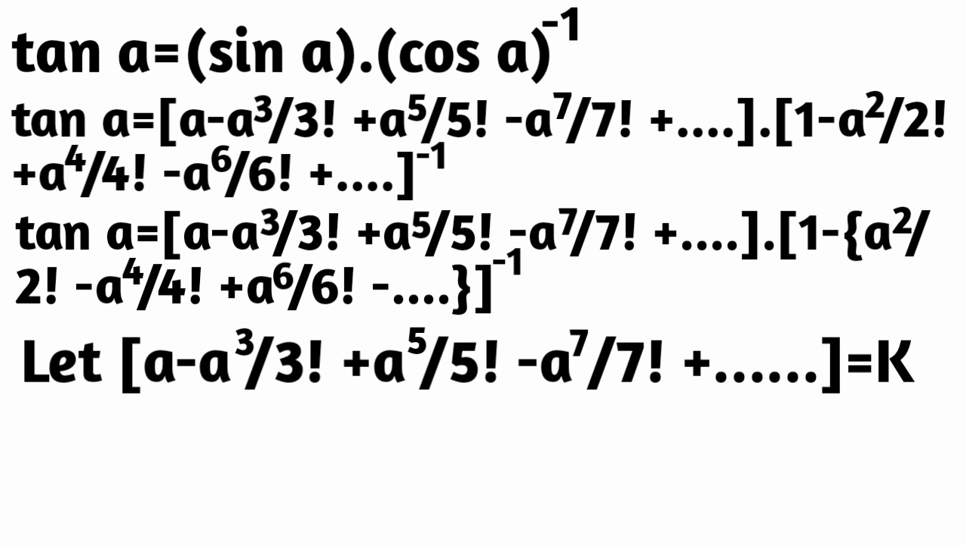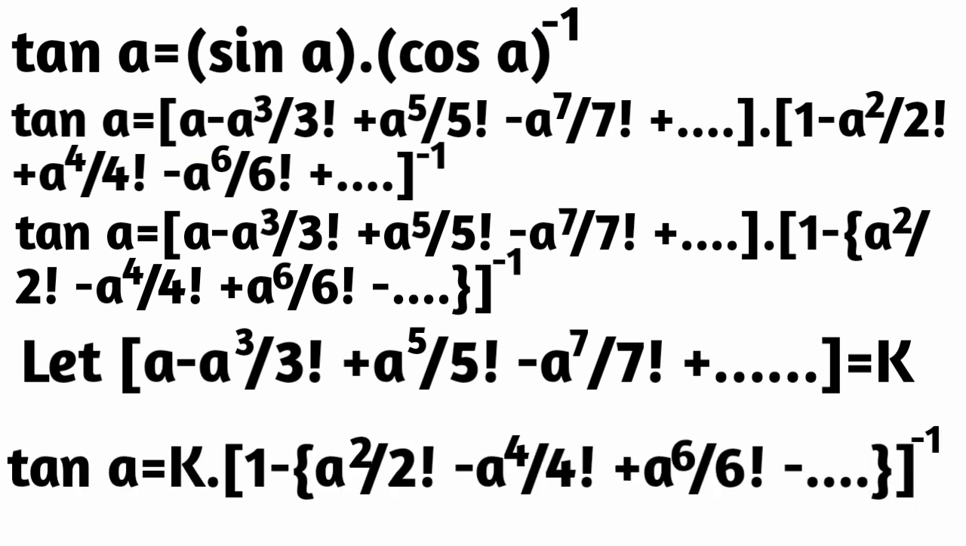Okay, and now we are going to proceed. By putting the term of sine alpha equal to k, the given expression can be written as tan alpha is equal to k into {1 minus (alpha square divided by factorial 2 minus alpha power 4 divided by factorial 4 plus alpha power 6 divided by factorial 6 minus ... up to the infinity term)} whole to the power -1.